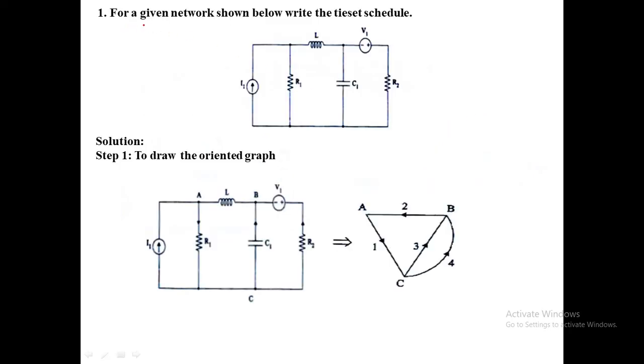Let's see the first problem. For a given network shown below, write the tie set schedule. For this, first we have to draw the oriented graph. For that, first we have to mark the nodes. Here, consider this node. The elements inductance, resistance and current source are connected at the same point. We can mark this as A.